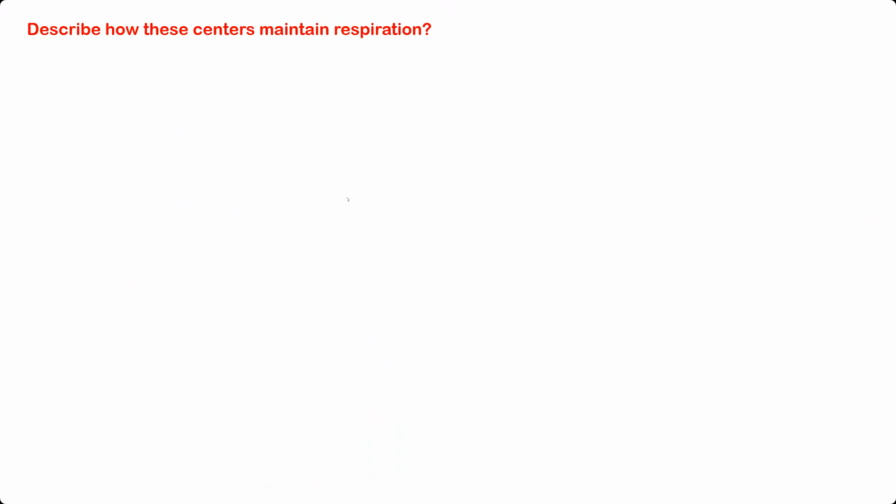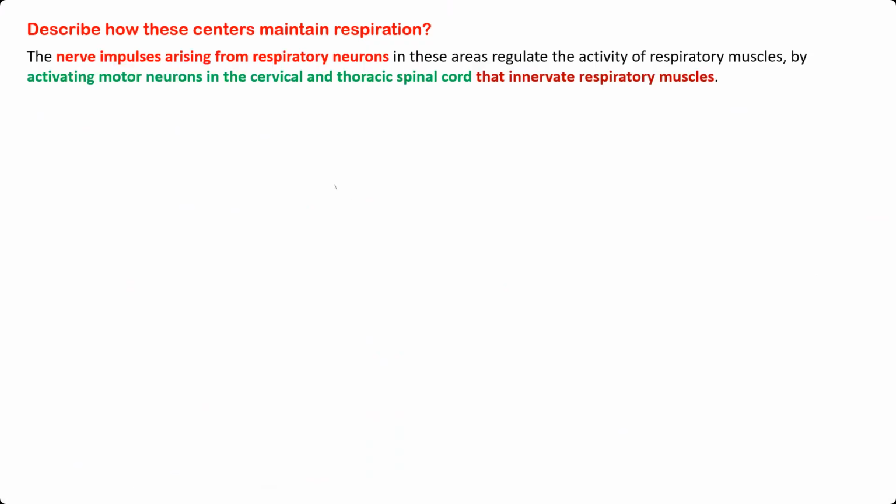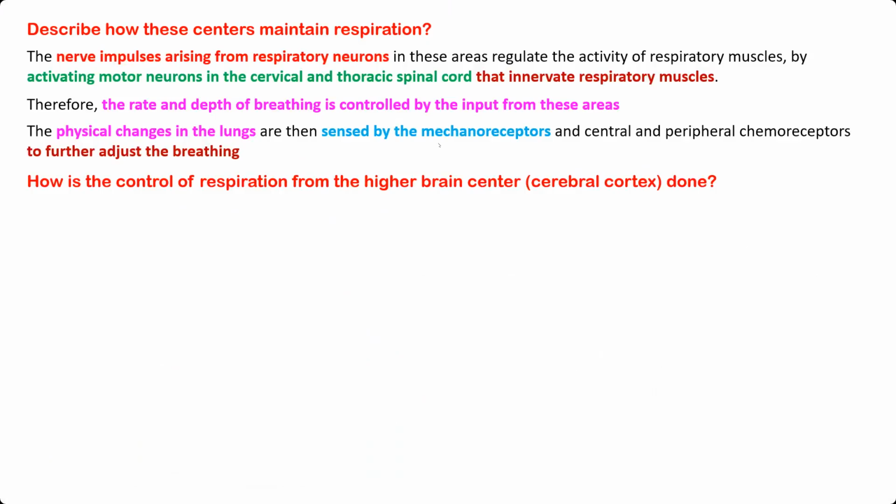And how do these centers maintain respiration? The nerve impulses arising from respiratory neurons regulate the activity of respiratory muscles, and they are supplied by the cervical and thoracic spinal cord to innervate the respiratory muscles. The rate and depth of breathing is controlled by input from these areas. The physical changes in the lungs are sensed by the mechanoreceptors, and there are also central and peripheral chemoreceptors. These two receptors are only responsible for adjusting the pattern of breathing. So how is the control of respiration in the higher brain center, that is the cerebral cortex, done?